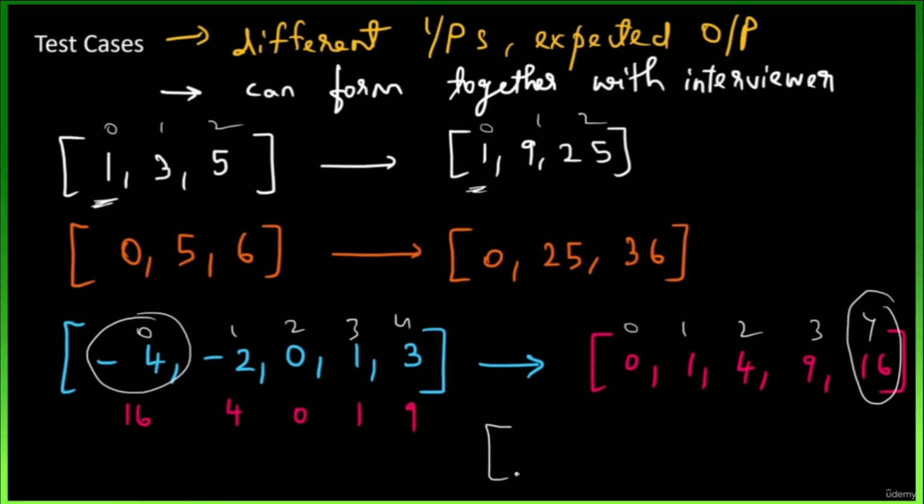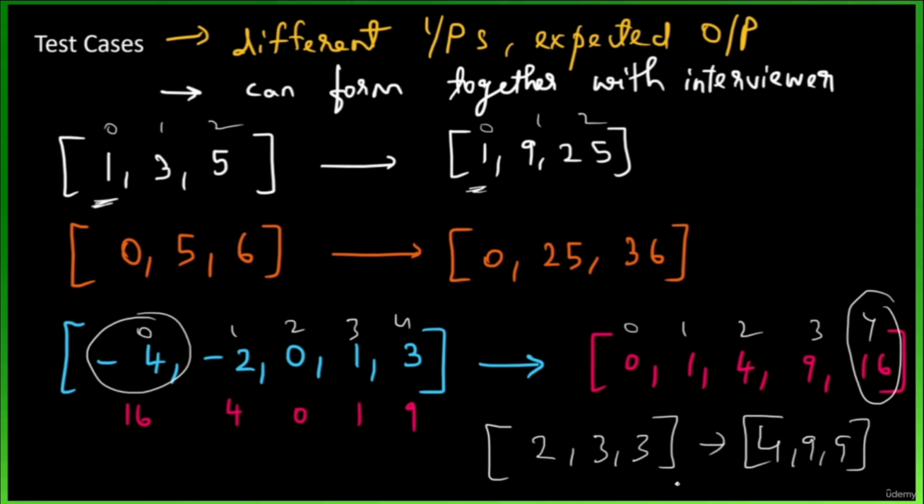And again, if we have same values, like for example we have 2 and 3, 3, so the output would be 4, 9, 9. So that's also possible as per the questions that we have discussed with the interviewer.